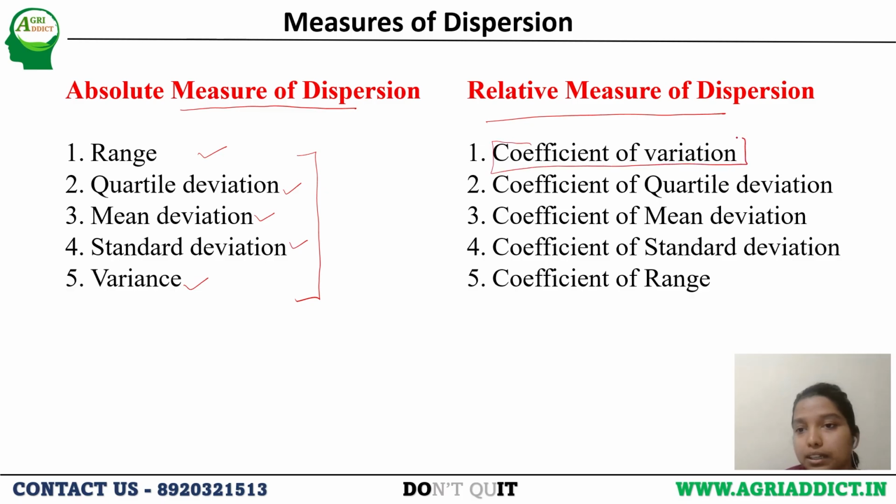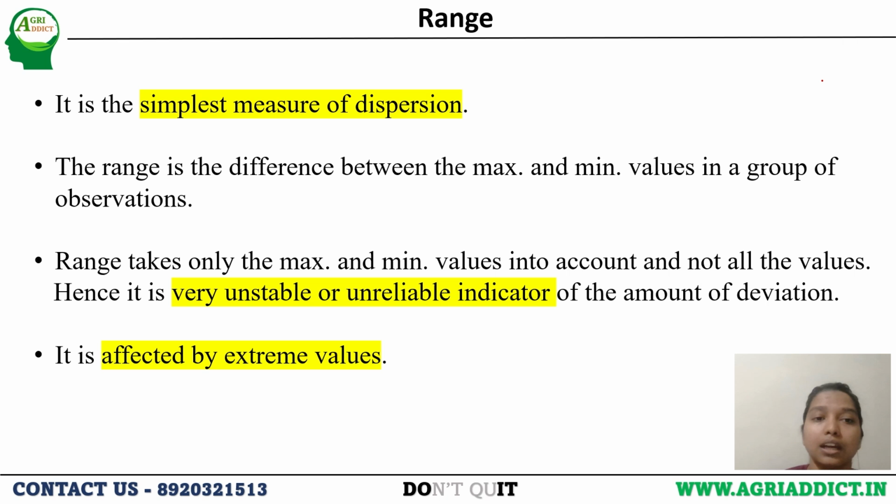And you have to remember that these all other four are also the relative measures of dispersion. It can come under like which of the following are relative measures of dispersion or absolute measure of dispersion. Okay, so in this lecture we'll be studying this coefficient of variation only. It is very important from our examination point of view. Okay, let's move to the next slide.